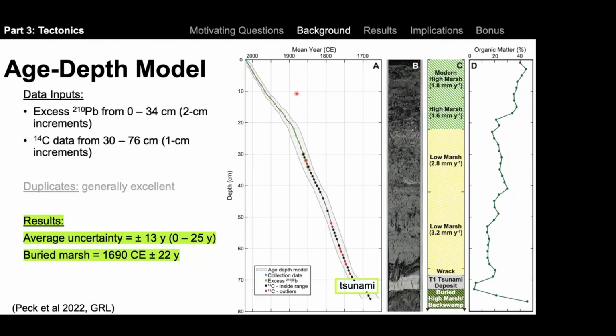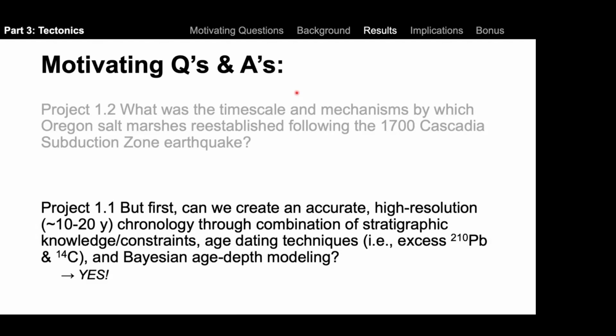And I think the model worked pretty well because the average uncertainty down the age depth profile was plus or minus 13 years, with a maximum of plus or minus 25 years, obviously towards the base. And then when I ran the data through the model, I didn't actually tell it what the age of the tsunami deposit was. I wanted to use that as a way of assessing the accuracy. And so it actually dated the buried marsh at 1690 plus or minus 22 years, which I think is pretty good. Okay, so to answer the first question, yes, I think we can.